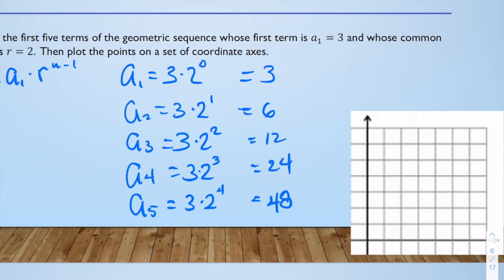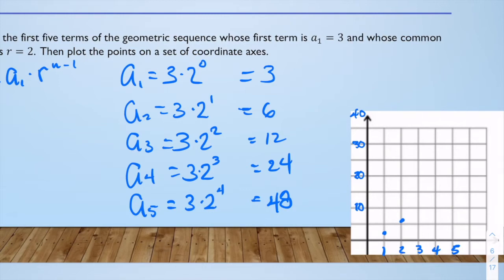Let's plot the points of this sequence. So I'm going to go ahead and put 10, 20, 30, and 40, and mark that as the a sub n values. This is going to be the n values, 1, 2, 3, 4, and 5. So when n is equal to 1, a sub n is equal to 3. That puts a point about right there. When n is 2, a sub n is 6. That puts us about right there.